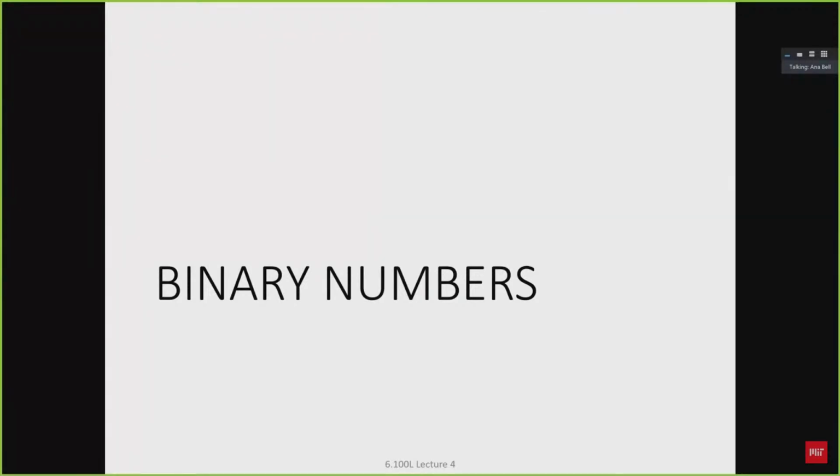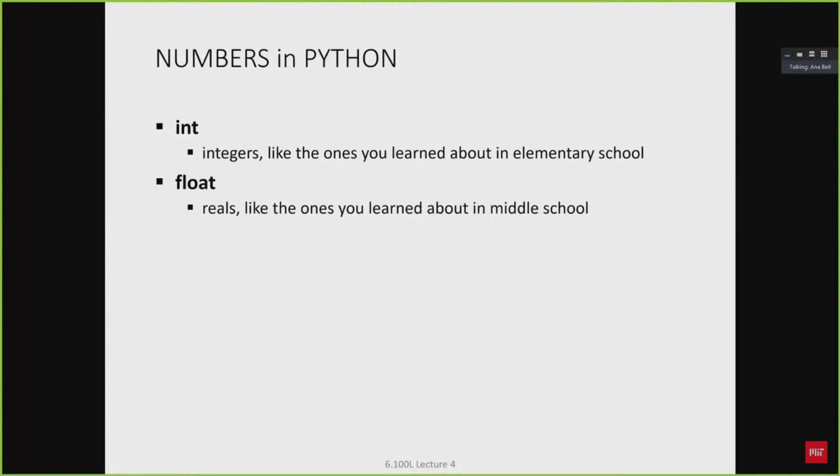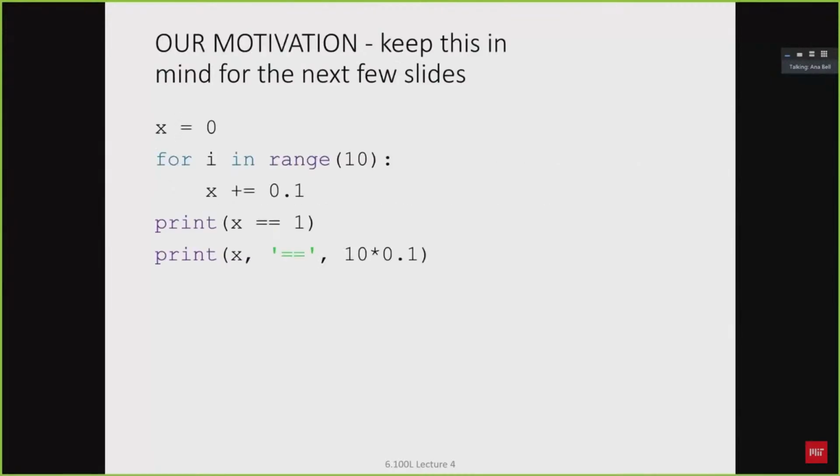It's going to be an improvement on the guess and check algorithm. So far we've seen numbers in Python. They can be integers, which are whole numbers, and floats, which are real numbers. But in programming, some interesting things happen when we deal with floats. And this is going to be our motivation for talking about binary numbers and then fractions and then floats in this lecture and then the next one.